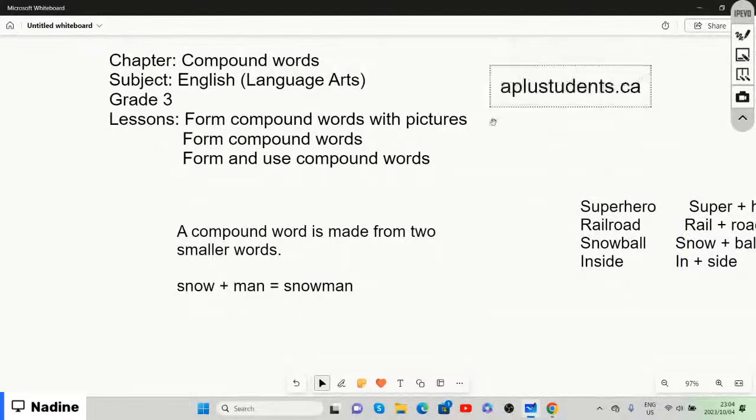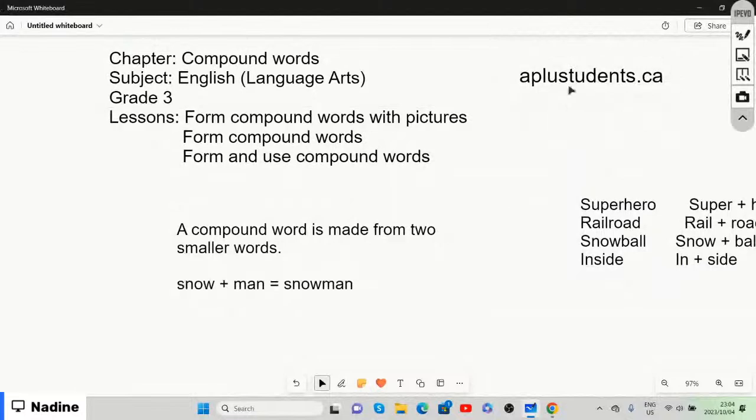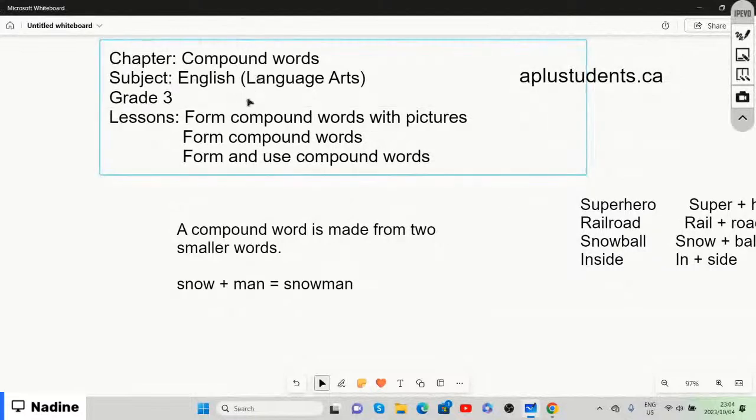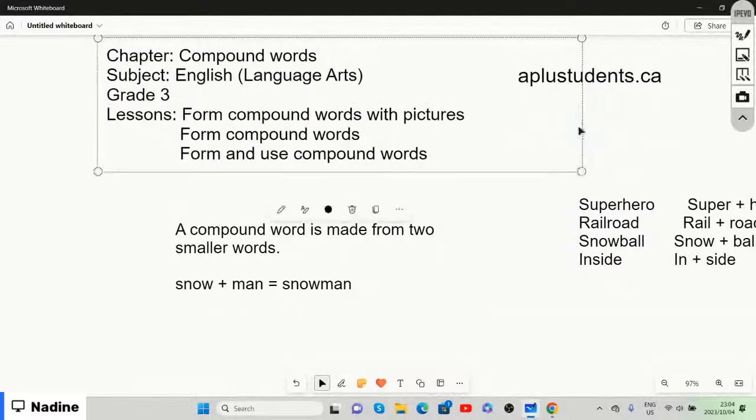So if ever you want to go back and go over the lessons that we did, there we have our chapter, subject, grade, and lessons too, and that is all on aplusstudents.ca.